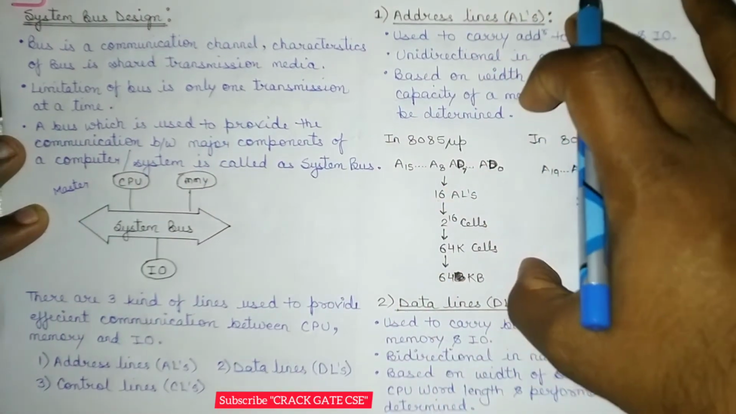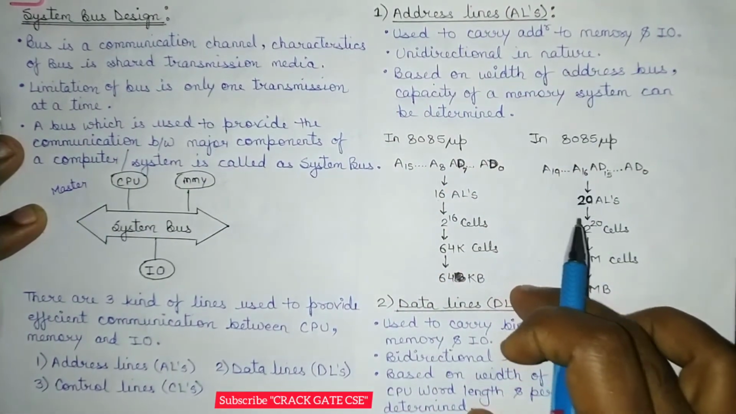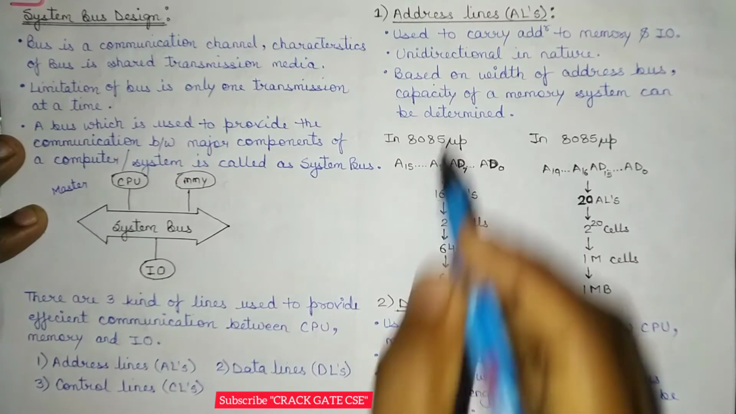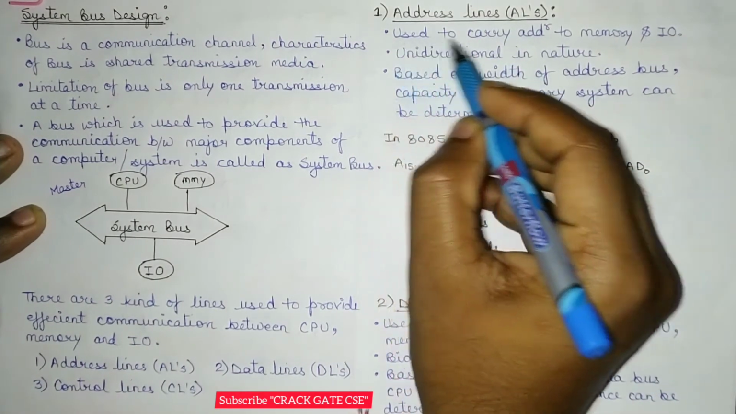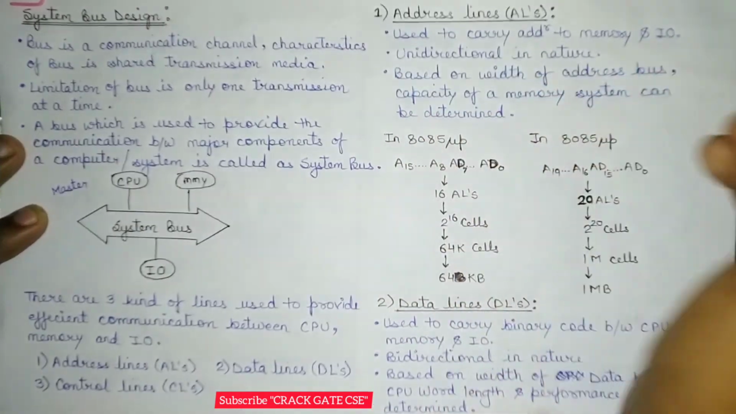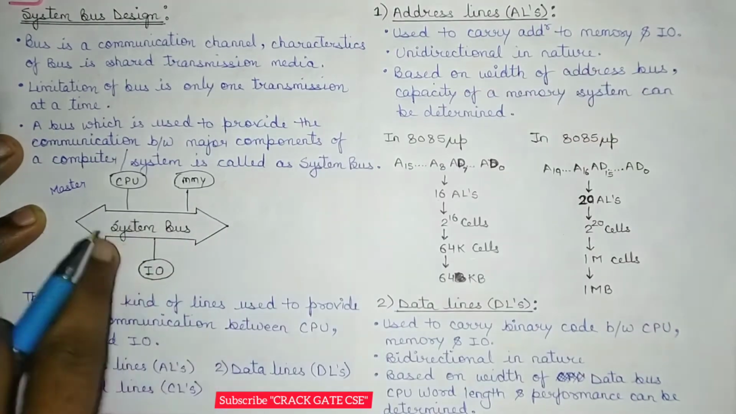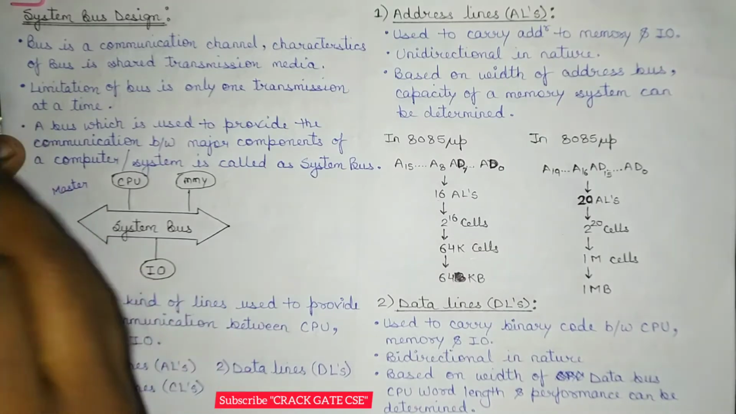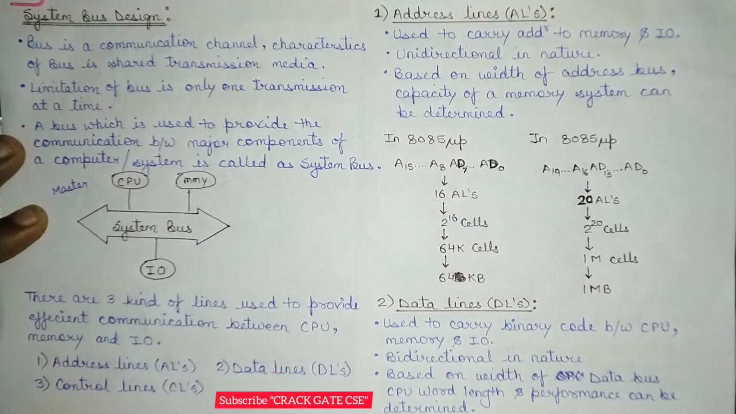First we'll talk about the address line, then the data line, then we'll move on to the control lines. Just be with me and watch this complete video. You'll get each and everything in a clear manner. So what is an address line? Address lines are used to carry the address to memory and IO, because generally the CPU generates the address request or the memory request. So the CPU will forward this address to either memory or IO as per the requirement.